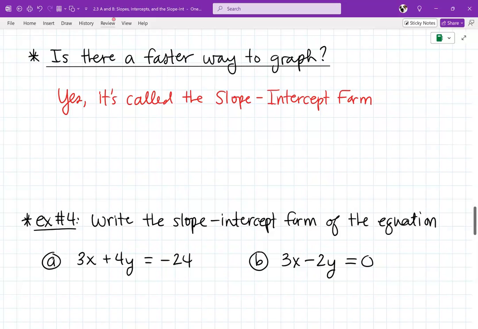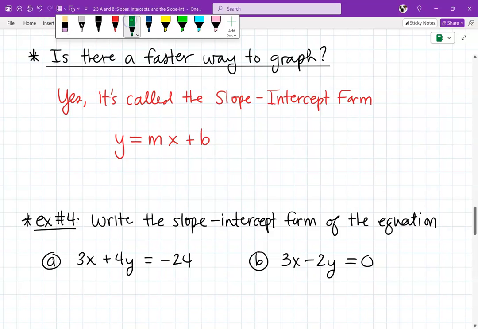Sometimes I'll abbreviate it SIF. Okay, not often, but sometimes I might. So, slope-intercept form looks like this. All you got to do is take any equation and solve it for y. Okay? But we're going to write it like this.